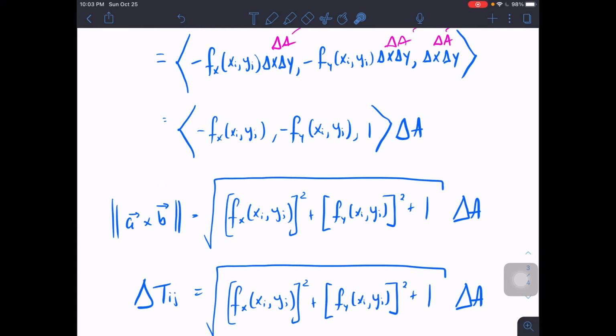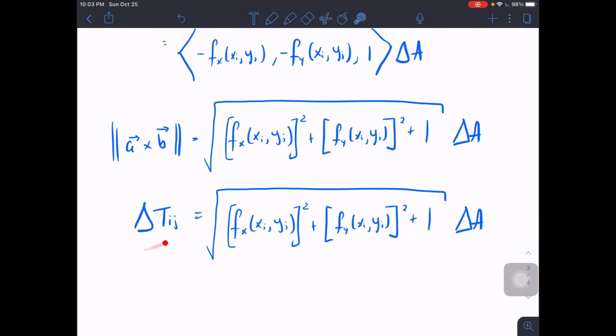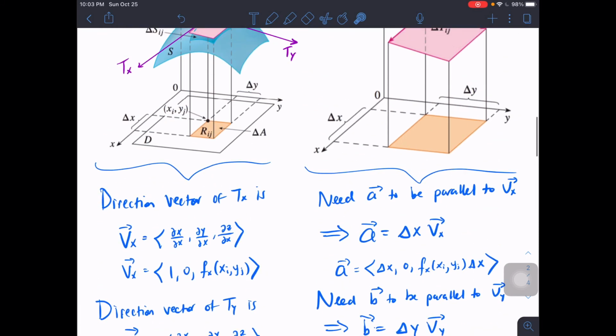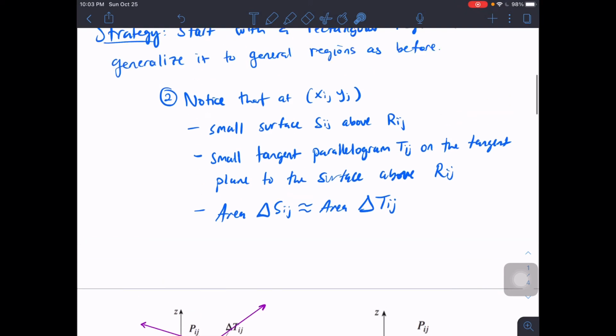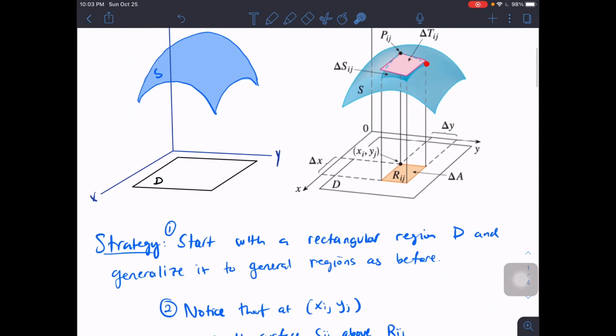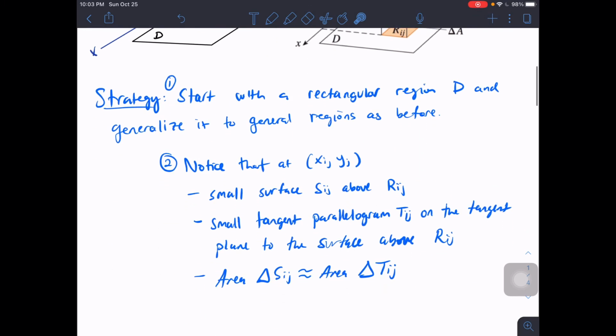And so then we get that the area of that parallelogram Tij is given by this expression here, using the partial derivatives of your function evaluated at those points. And so this gives us the area that we wanted. So that was these areas, and that was approximately equal to Sij right here. And the smaller and smaller our region D gets split up, the closer and closer these two areas get to one another.